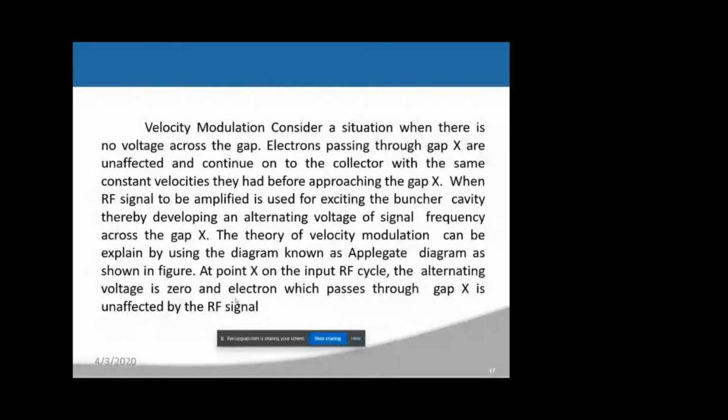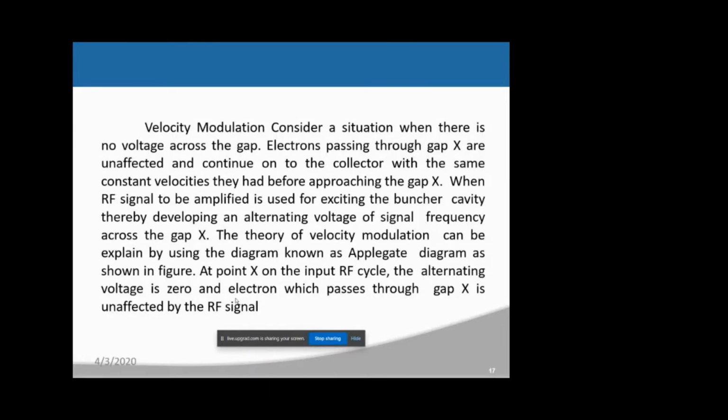When there is no voltage in gap, electron passing through gap X are unaffected and continue to go on to the collector. First condition, when there is no gap voltage, electron will come from electron gun, go through gap X to interaction space, drift space, and then through gap Y, and that is collected by collector. I already have just expressed that to you.